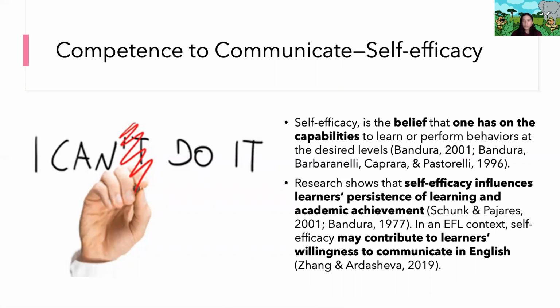Why is self-efficacy important, and how does it relate to communication competence or communication confidence? Research shows that self-efficacy influences learners' persistence of learning and academic achievement. In an EFL context, self-efficacy may contribute to learners' willingness to communicate in English. That is to say, students with higher self-efficacy are more willing to open up and speak, and as they practice through their oral engagement, they might enhance their actual performance.